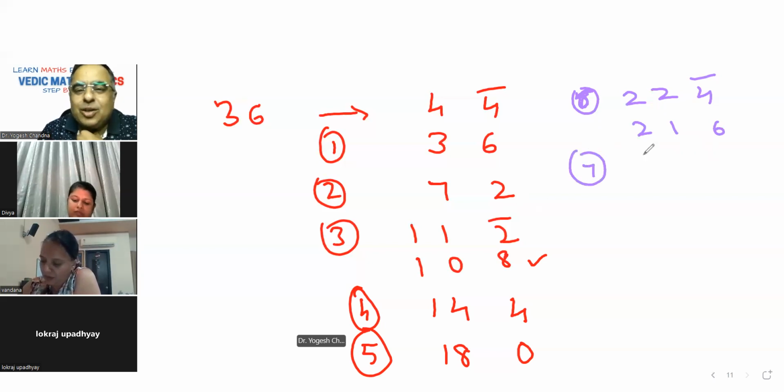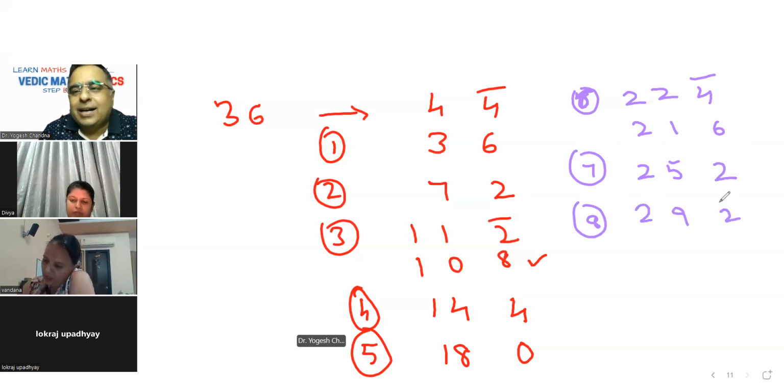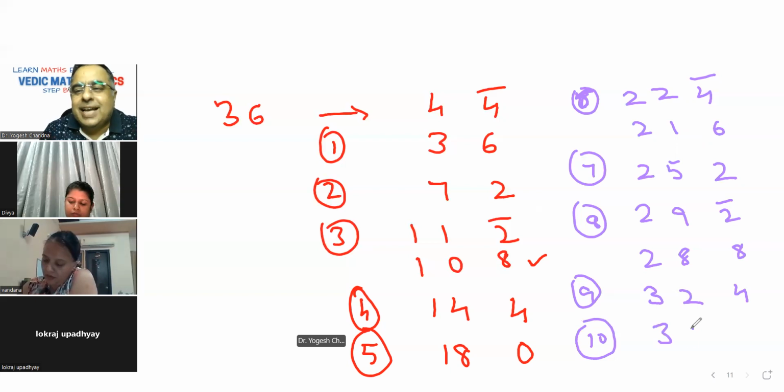Then 7. 21 plus 4 is 25. 6 minus 4, yes, 4. So 225 and plus 9, 28. And 2 bar, 29. So that means again 290 minus 2 is 288. 9. 28 plus this is 32 and 4. 10th is 36 and 0.